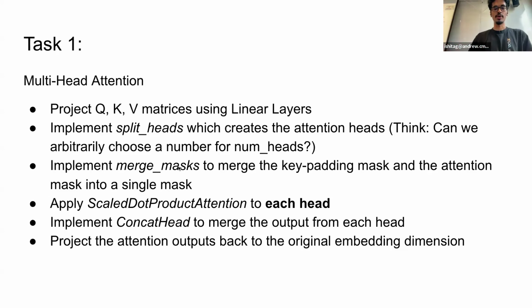Then we implement the merge masks function to merge the key padding mask and the attention mask into a single mask. We'll go over that in the starter code. Then we apply scaled dot product attention to each individual head, as you saw in the diagram on the previous slide. Then we implement concat heads to merge the outputs from each of these heads, follow that up with a linear layer, and then we move on to the next block.